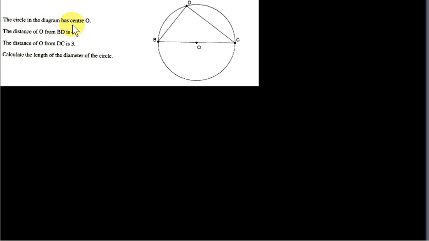The circle in the diagram has center O. The distance of O from BD is 4. So what does this mean here? It doesn't mean O to B is 4. It means we want the distance of the point O to the line BD. Well, that's the shortest distance of a point to a line. The shortest distance of a point to a line is the perpendicular distance of the point O to the line BD. So this distance here is 4.